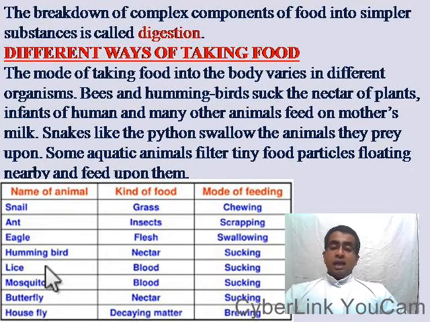In the case of lice, the kind of food is blood and the mode of feeding is sucking. In the case of mosquito, the kind of food is blood and the mode of feeding is sucking. Again, in the case of butterfly, the kind of food is nectar and the mode of feeding is sucking.